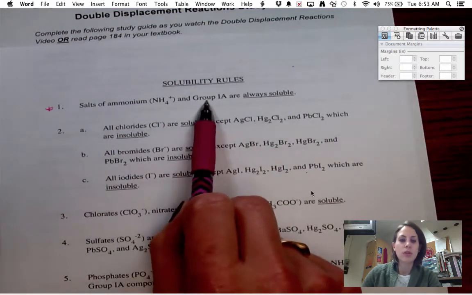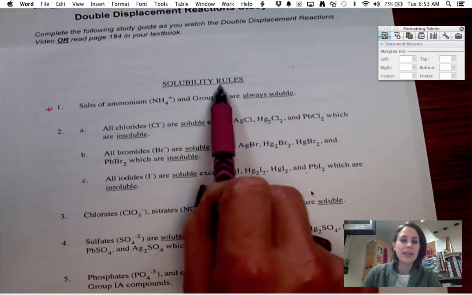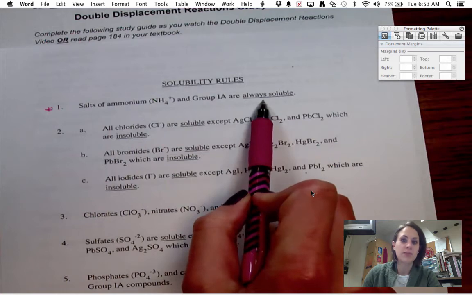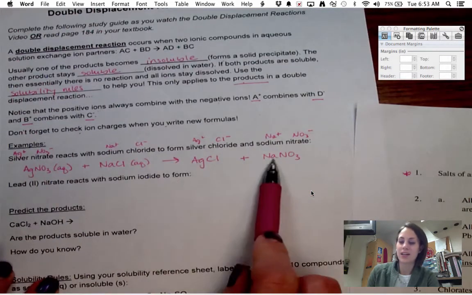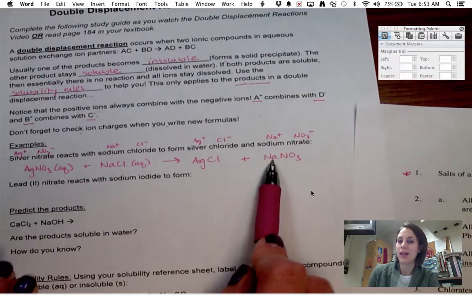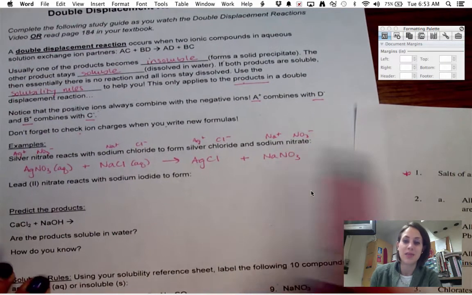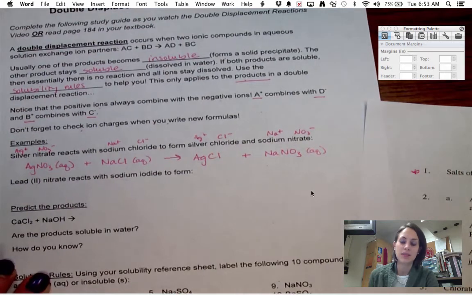This tells me that group 1 is always soluble. So anything that's paired with group 1 is going to be dissolved in water. So one of my products here has something from group 1 in it. Sodium is in group 1. So it doesn't matter what it's paired with, this compound is going to be dissolved in water. So I know that sodium nitrate is going to be aqueous.